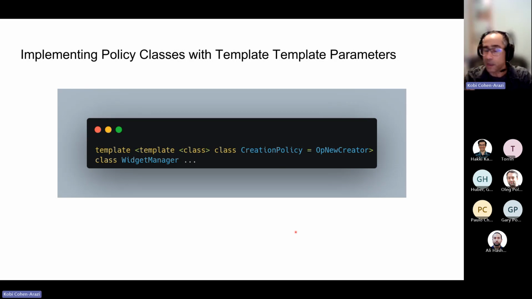One of the things that we could do is have template parameters with defaults, which is really nice. Let's say I don't want the users to bother with any policy if it's just, let's say, the new creator. They can just use empty angle brackets, and the default would be picked. So this is one option that you can have in order to make your users happy, with less typing for them if they really want operator new to be the default.